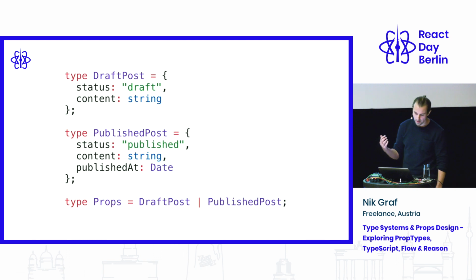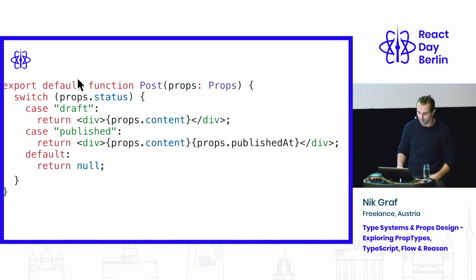Let's look at Flow. Flow has exactly the same thing. You can do unions, and it looks the same. The only thing that is different in Flow is that you don't have interfaces, you only have types. So you declare a type, not an interface. There's no difference at all, it's the same implementation.